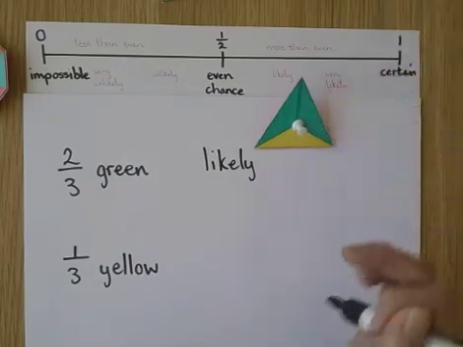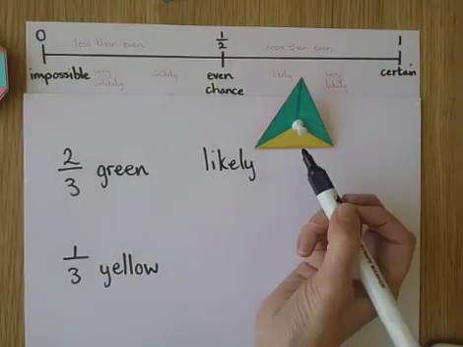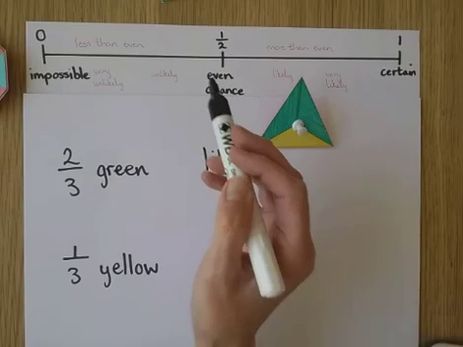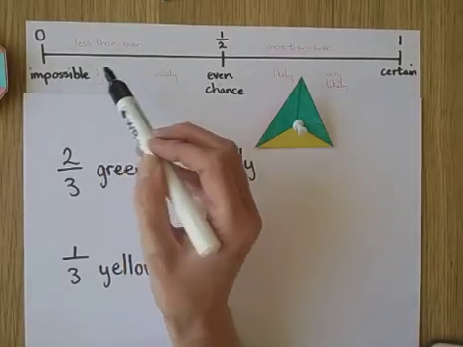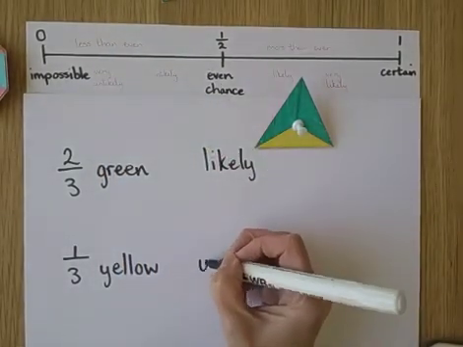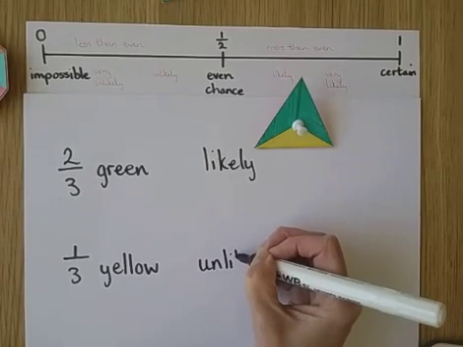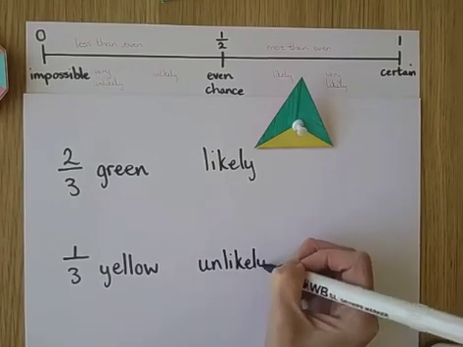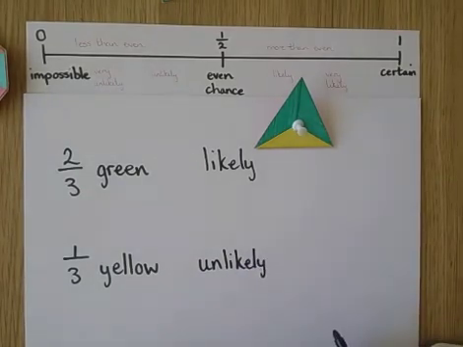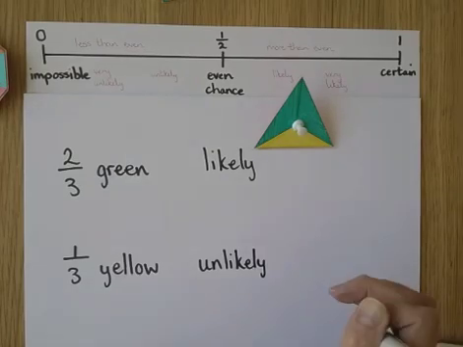What's the chance that I'm going to land on yellow? Well, it's only 1 out of the 3 sections, so it's going to be less than even, and I think we would use the word unlikely. We're unlikely to land on yellow. It's not as good a chance. It's a less than half chance.